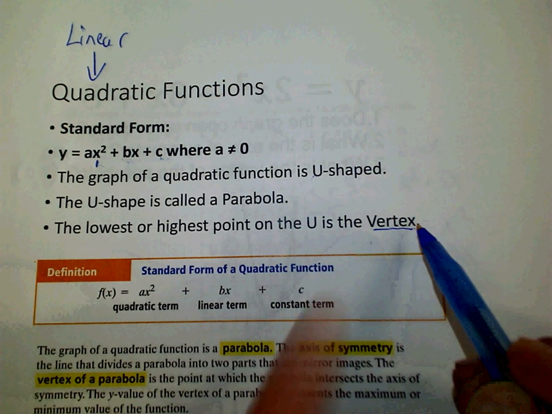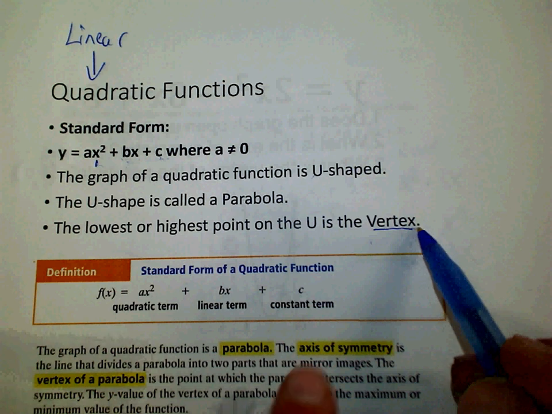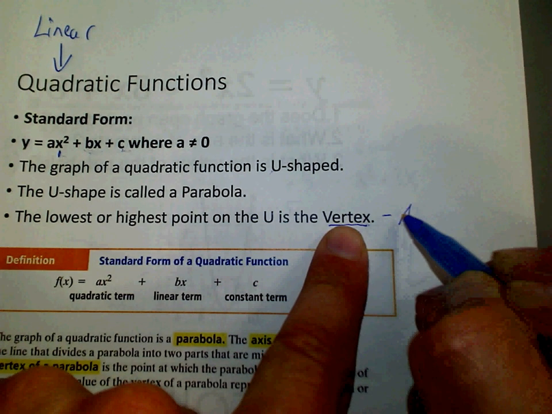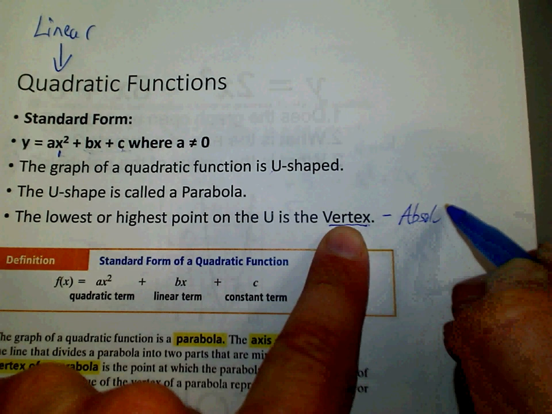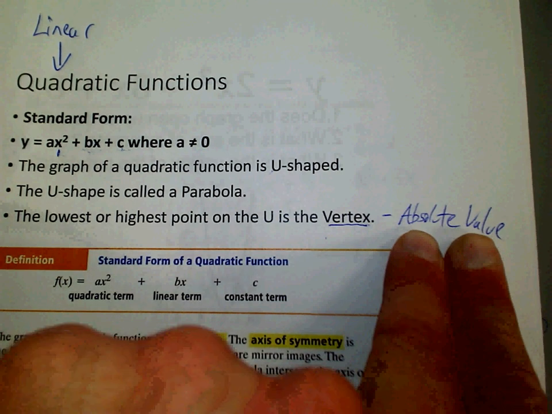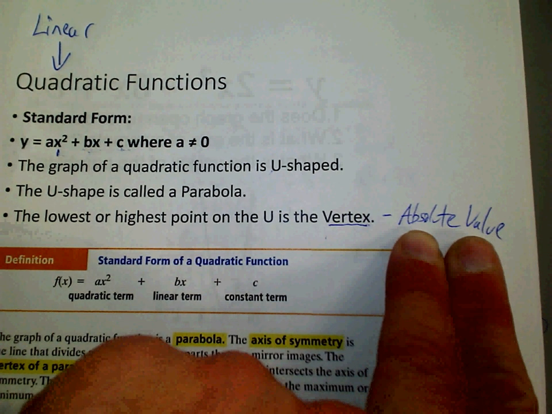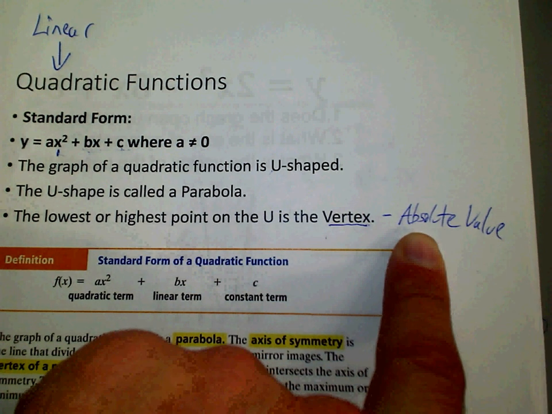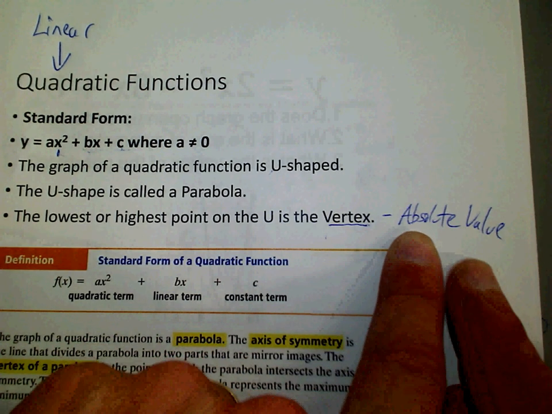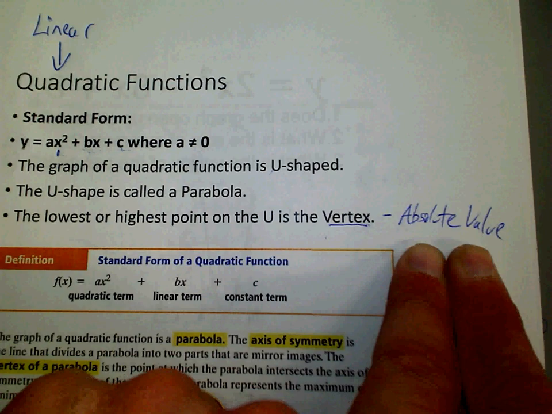There it is. We have a winner up front. Vertexes, we also saw them. Put a little note here, we saw this on absolute values. So this academic year, you've already dealt with a vertex, but it was a V graph for absolute value, not a U. Okay, but it's still the same thing. It's the point where it'll turn. It'll be either its max or its min.